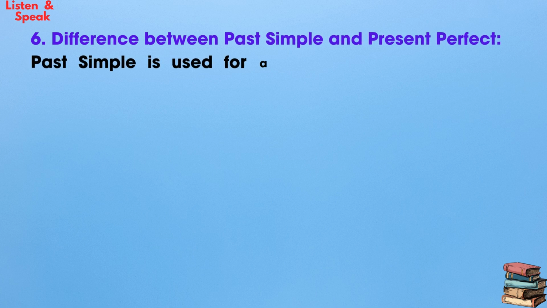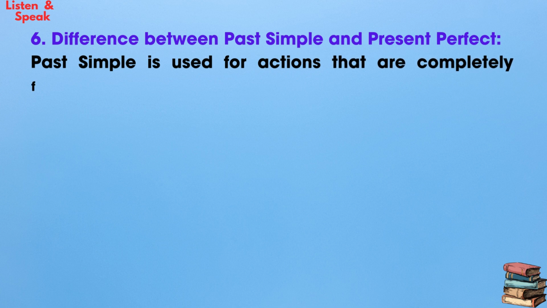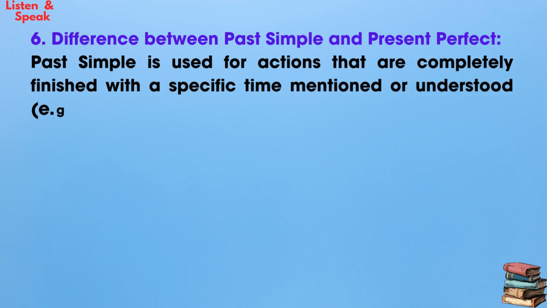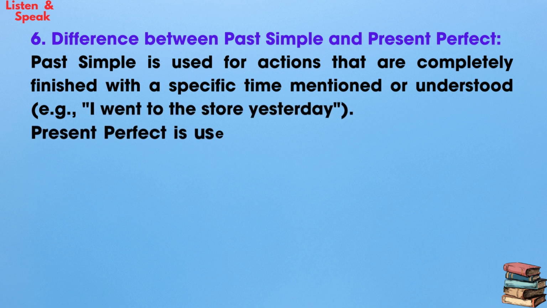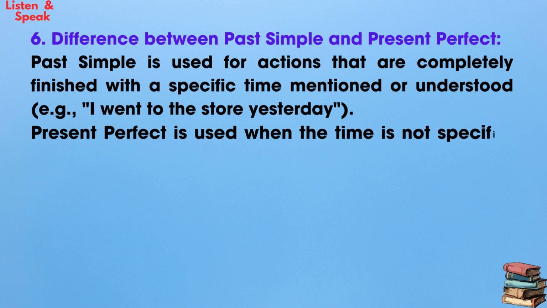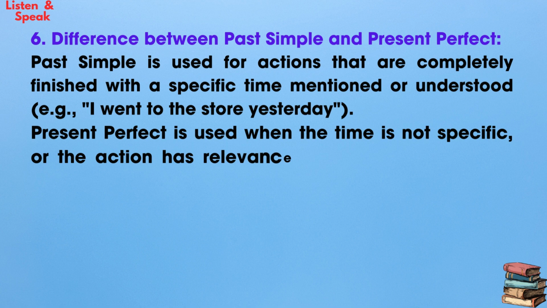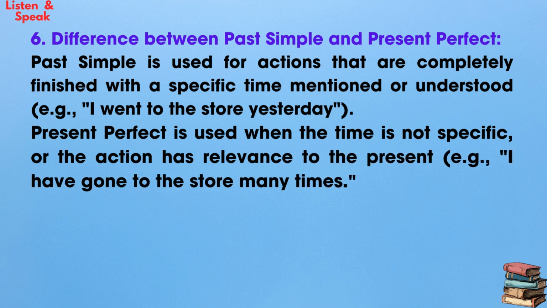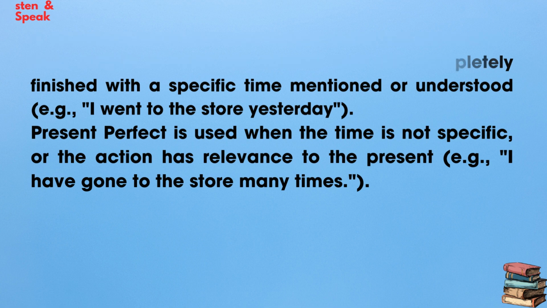Past simple is used for actions that are completely finished with a specific time mentioned or understood. For example, I went to the store yesterday. Present perfect is used when the time is not specific or the action has relevance to the present. For example, I have gone to the store many times.